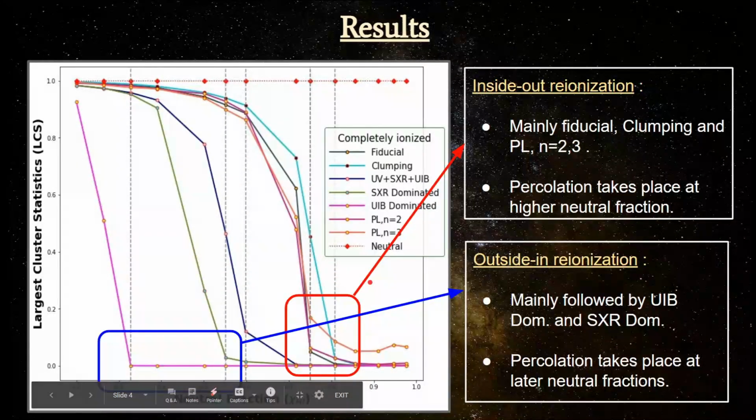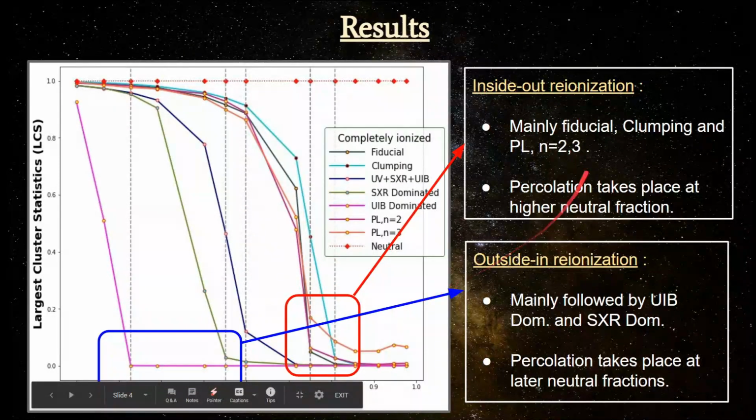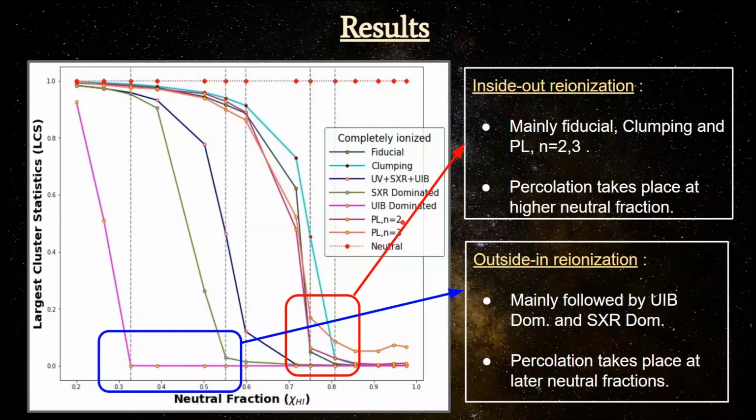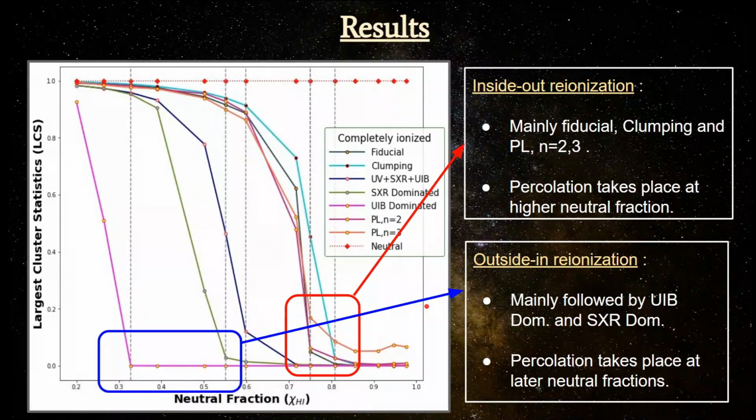We can also divide these 7 reionization scenarios into 2 broad categories. The first one is inside-out reionization, where we can consider scenarios like fiducial, clumping, PLN equal to 2 and 3. The other categorization is outside-in reionization, where we can put scenarios like UV dominated and SXR dominated in one regime. So these are the results which we have obtained from LCS versus chi H1.